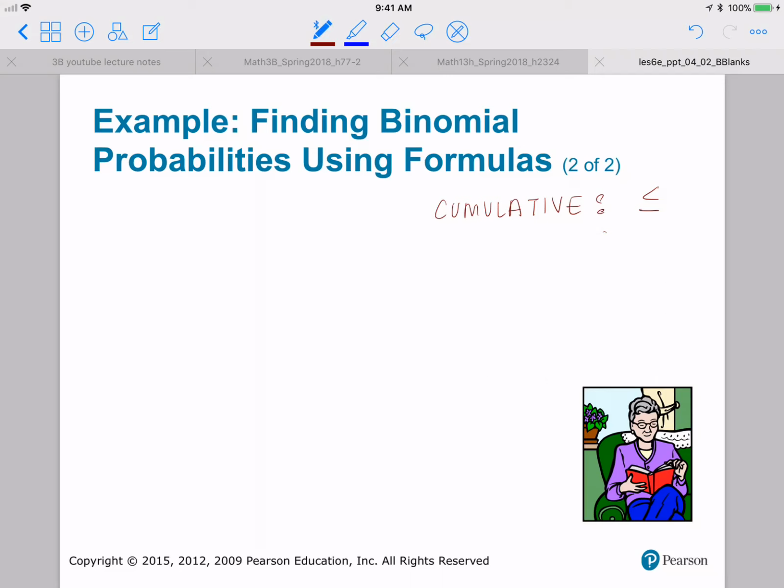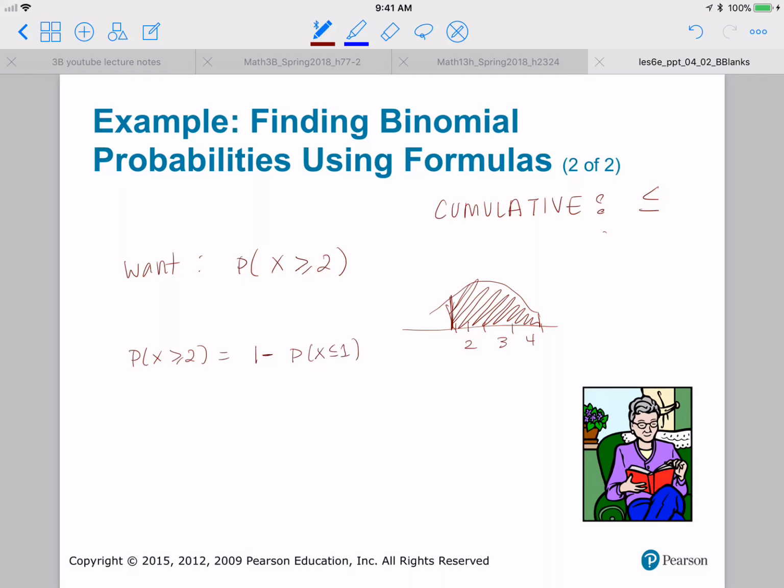We've got to play around with the probability. So we want the probability that X is greater than or equal to 2, which is kind of like here's 2, and then here's 3, and then 4. We know that binomial CDF only keeps track of things less than or equal to. So we're going to say that the probability that X is greater than or equal to 2 is the same as 1 minus the probability that X is less than or equal to 1.